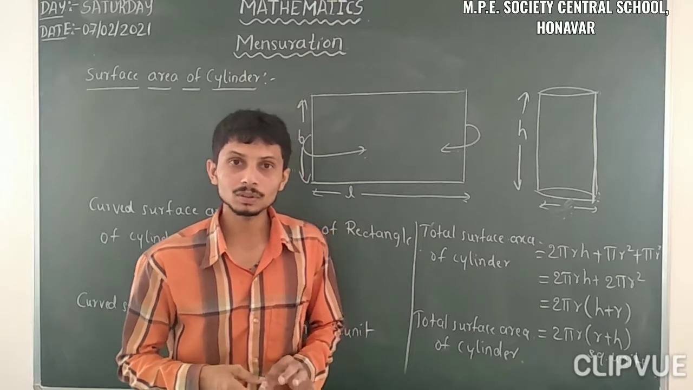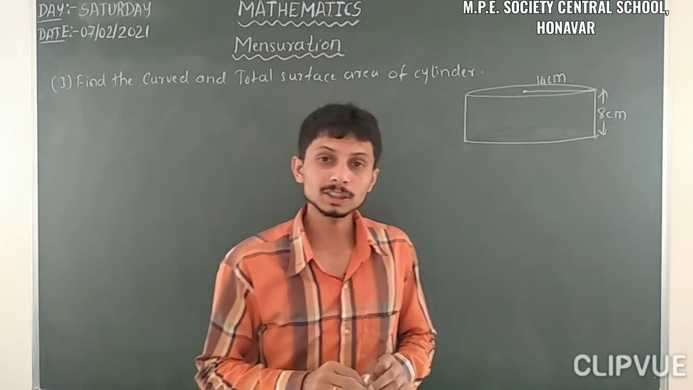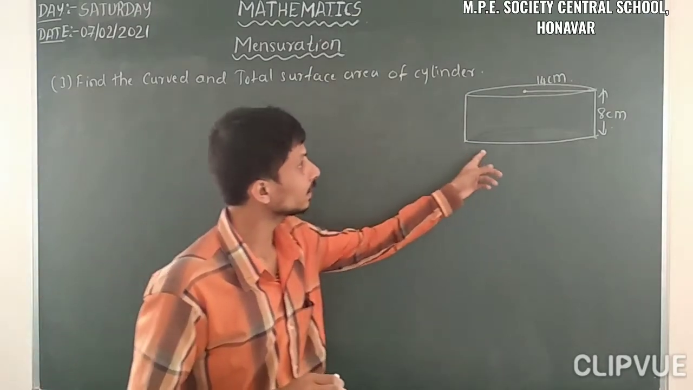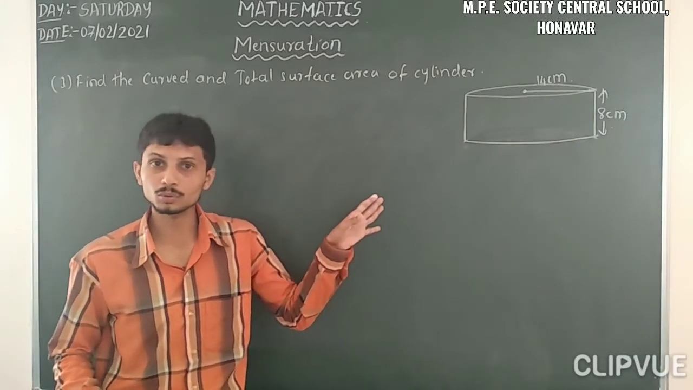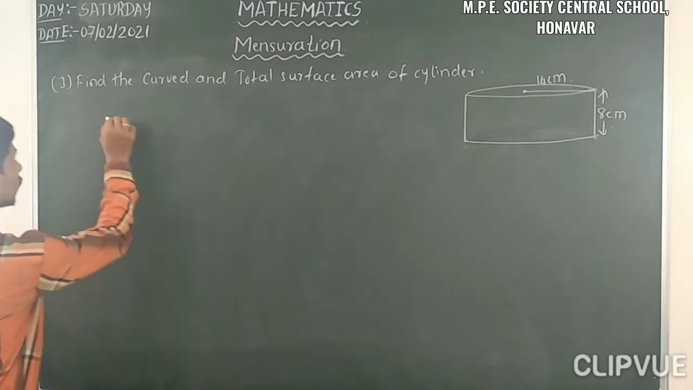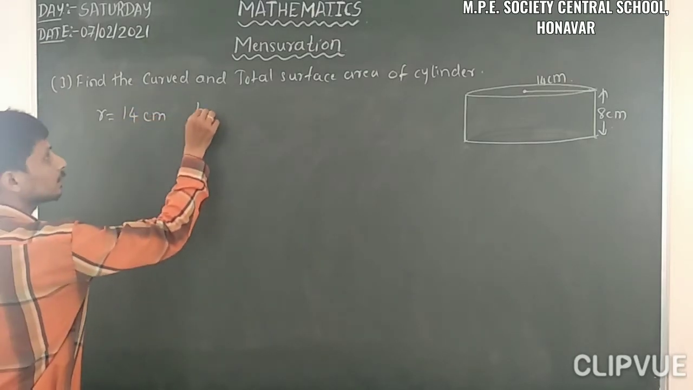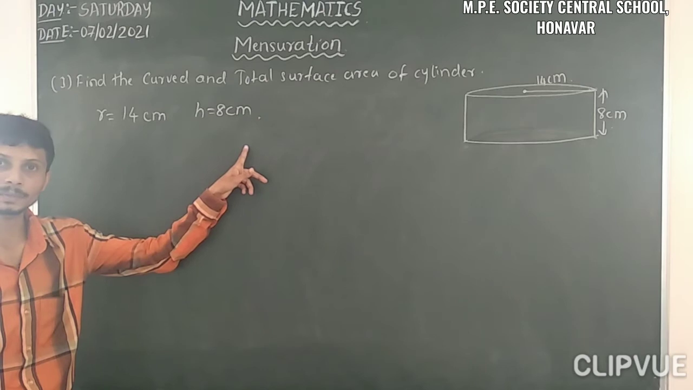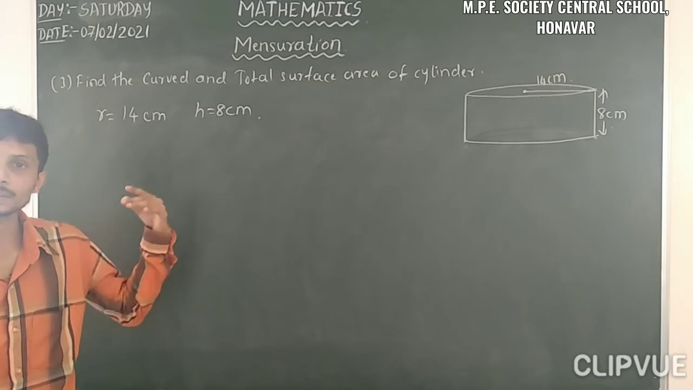So already we know the formula to find the curved surface area and total surface area of the cylinder. Let's take the first problem here. Just observe, we have to find the curved and total surface area of a cylinder. The height and the radius of the cylinder are given. Using those two quantities, we have to find both the curved surface area and the total surface area. Firstly we write all the quantities. r is given as 14 centimeter, and h is given as 8 centimeter. Both are in the same units, centimeter, so there are no changes at all. We can take the formula and insert all the values.